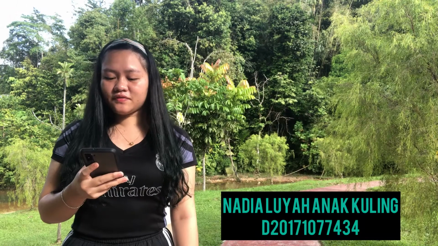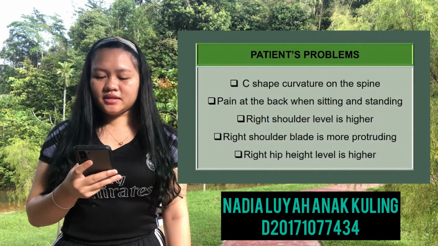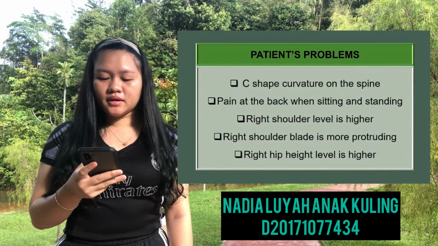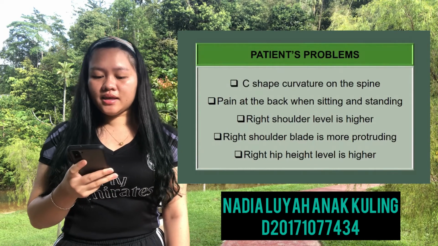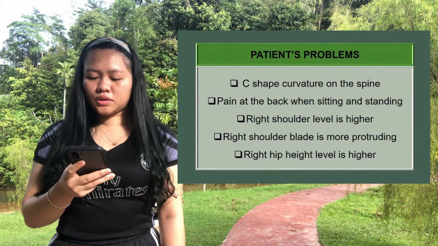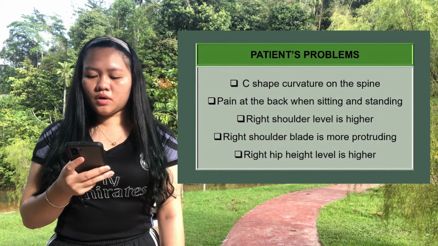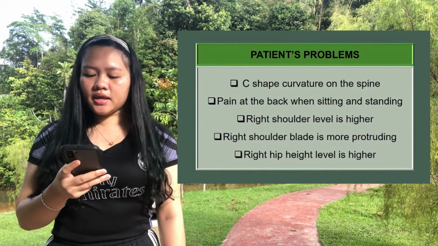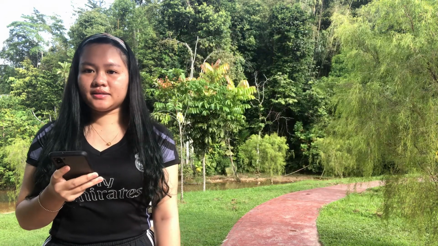For the physical problems, there is a C-shaped curvature on the spine, pain at the back when sitting and standing, right shoulder level is higher compared to the left shoulder level, right shoulder blade is more protruding, and the right hip height level is higher.